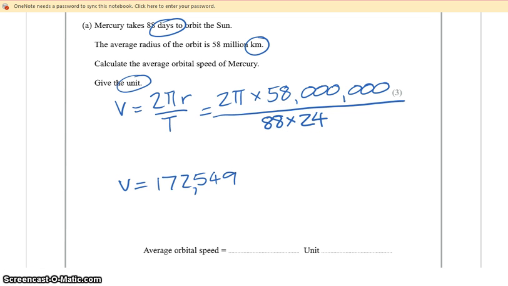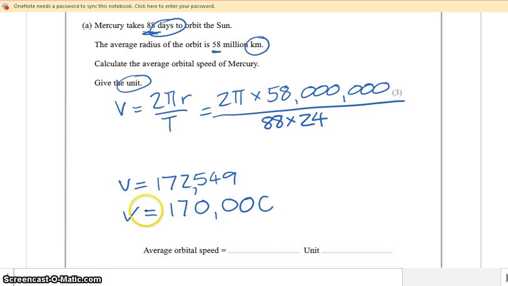So if you tap all of that into your calculator, you should get that the orbital speed, the velocity, is 172,549. But of course, if we look at how many significant figures they gave us with the initial data in the question, there's 2 there and 2 there. So we must quote our answer to 2 significant figures as well. You wouldn't lose marks for not doing this, but it's just good science, so let's get in the practice. And that's in kilometers per hour.